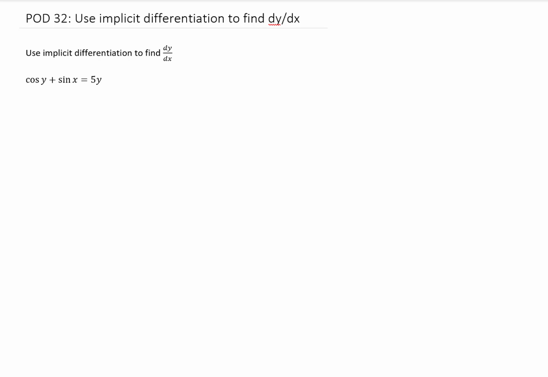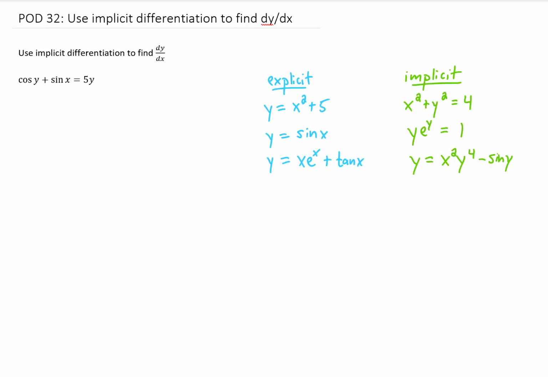We're going to find dy dx using implicit differentiation. In the last video, I talked a little bit about the difference between explicit and implicit relations. Here are a couple of examples of explicitly defined functions and implicitly defined functions and relations. But I'll make sure that a link is popping up on your screen right now to take you back to that last video if you'd like to review. As for our problem, we're going to find the derivative of this equation with respect to x.